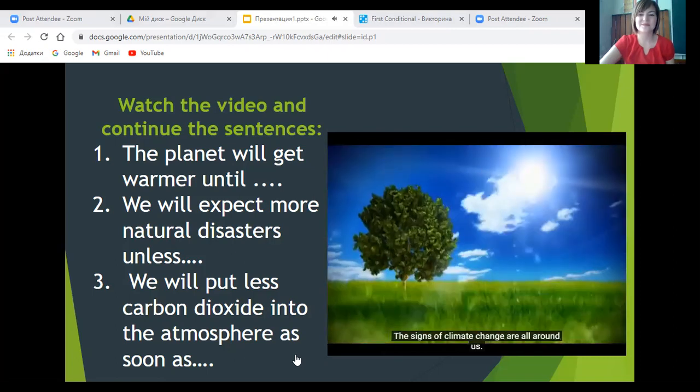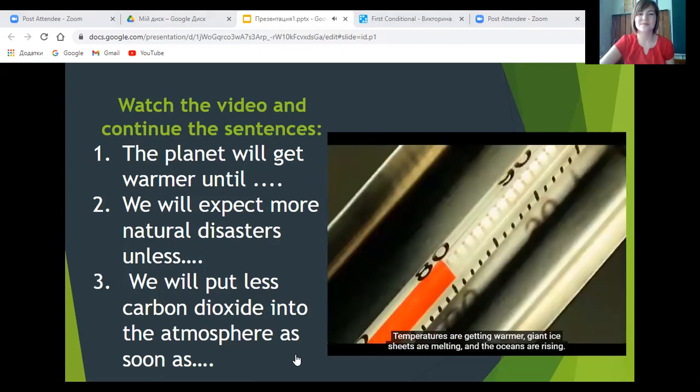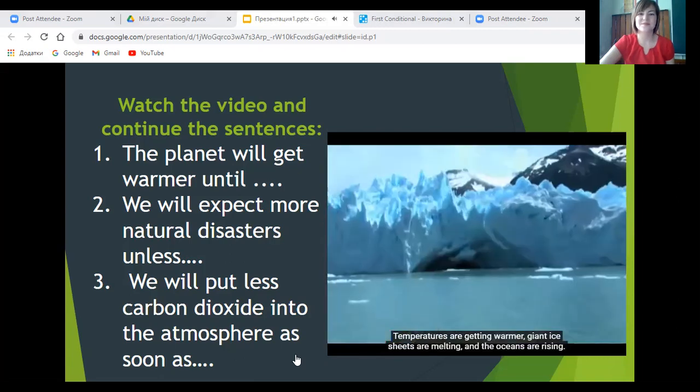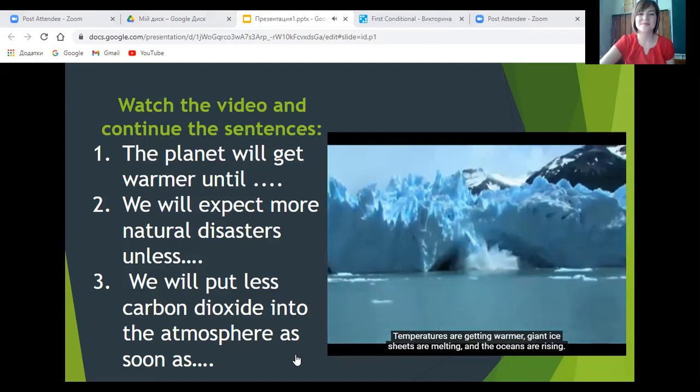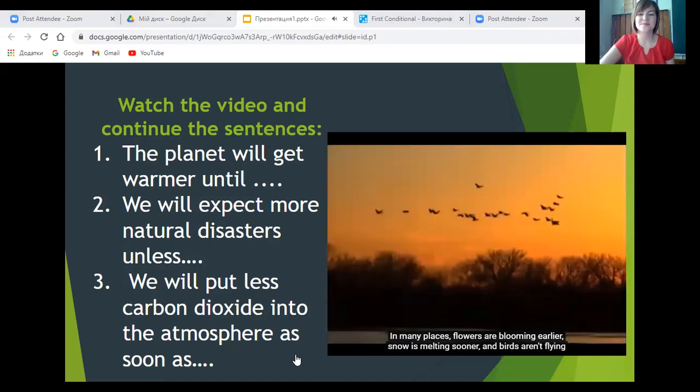The signs of climate change are all around us. Temperatures are getting warmer, giant ice sheets are melting, and the oceans are rising. In many places, flowers are blooming earlier, snow is melting sooner, and birds aren't flying as far south for the winter.